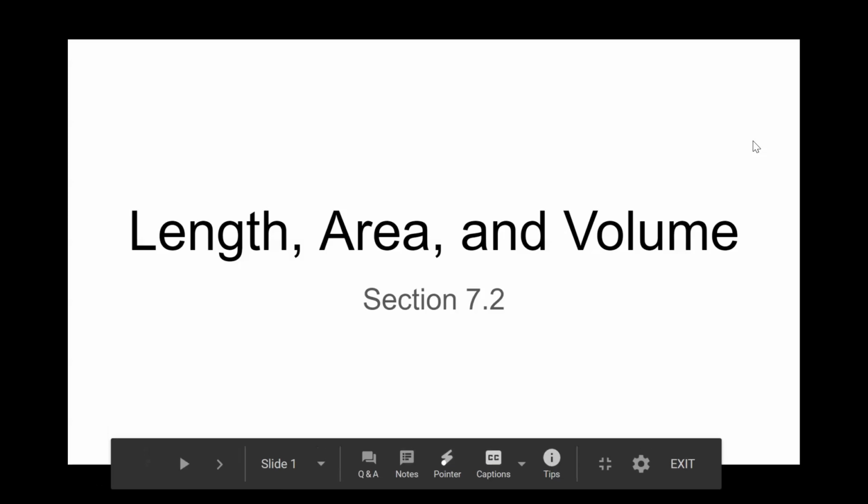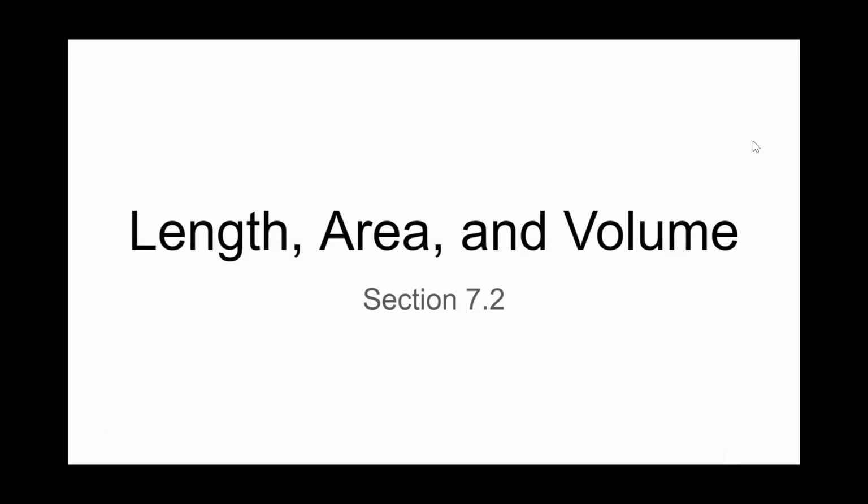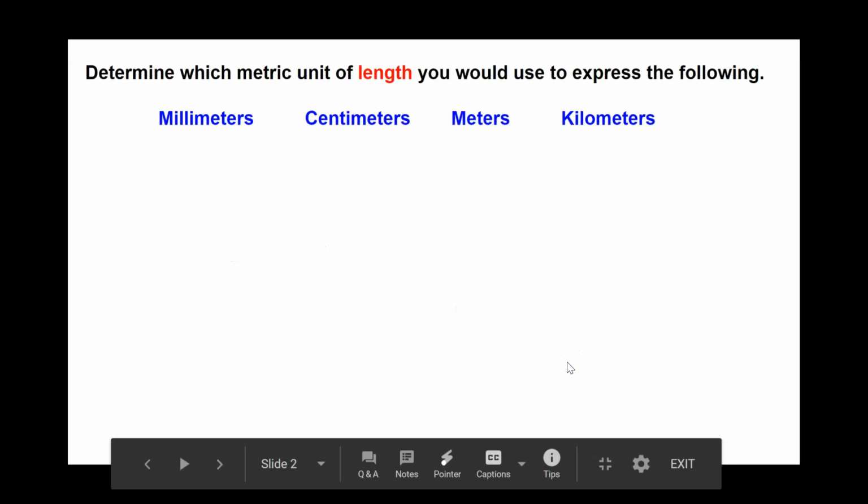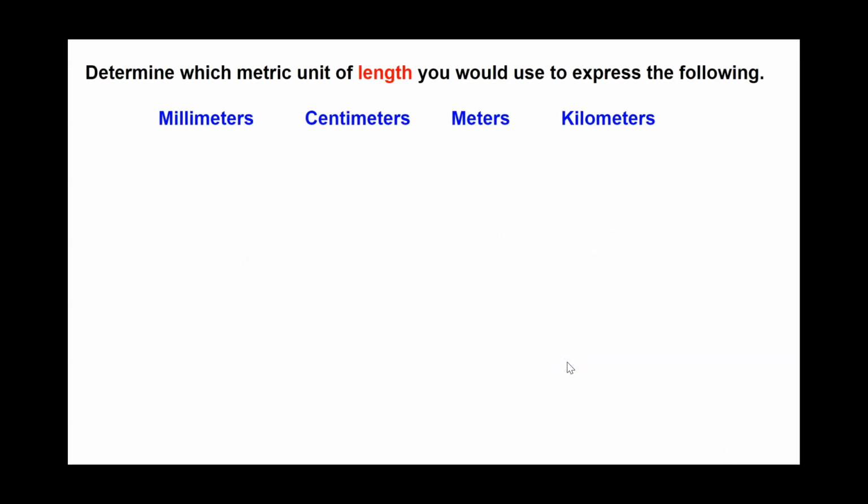All right, so for section 7.2, we're going to be talking about length, area, and volume. For this one, y'all can still see me, right? Thumbs up. Okay, good. So we're going to determine which metric unit of length you will use to express the following.